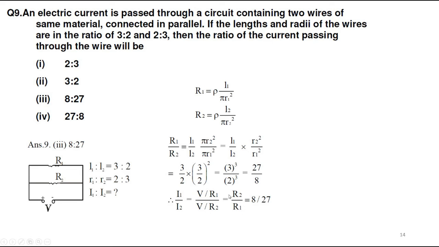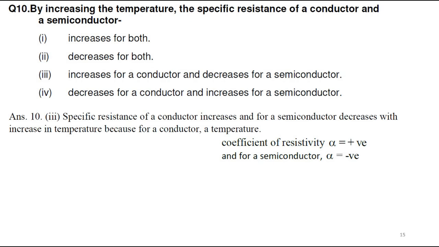So for I1 by I2 use Ohm's law: V by R1 by V by R2. V is constant because the resistors are connected in parallel, so V will get cancelled. You will get R2 by R1. But R1 by R2 is 27 by 8, so R2 by R1 is 8 by 27. Therefore, the correct answer is option 3, 8 is to 27. Understood? Next question.